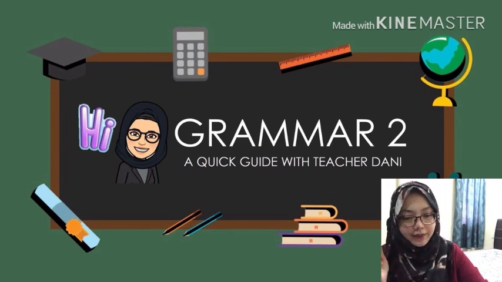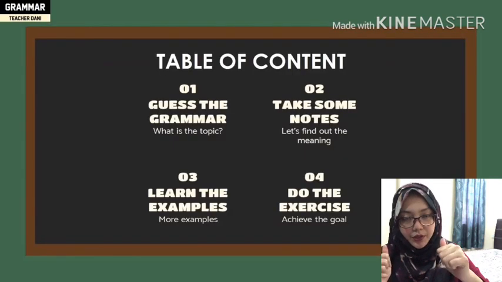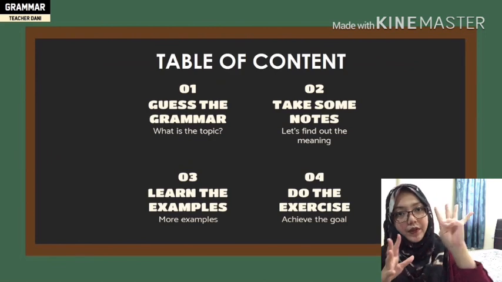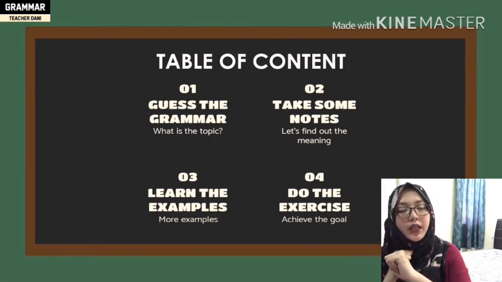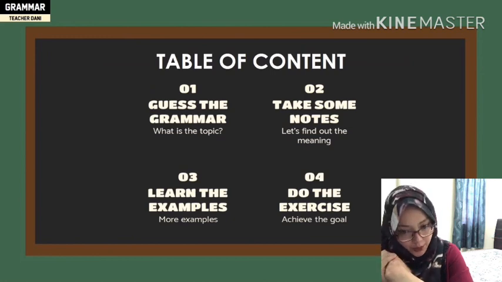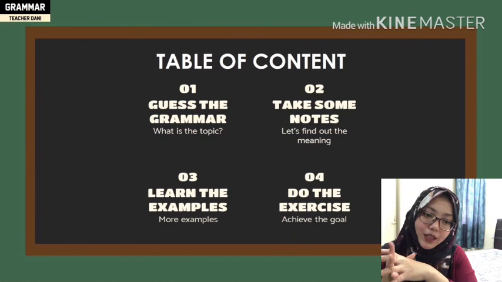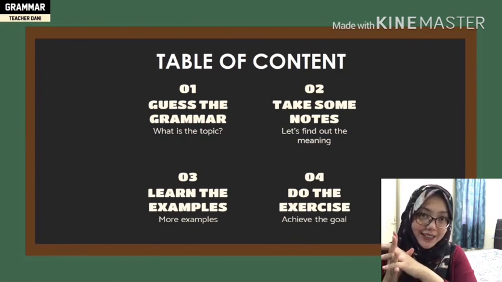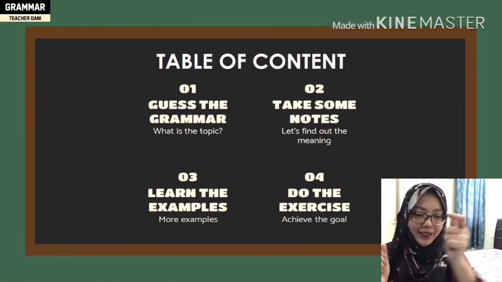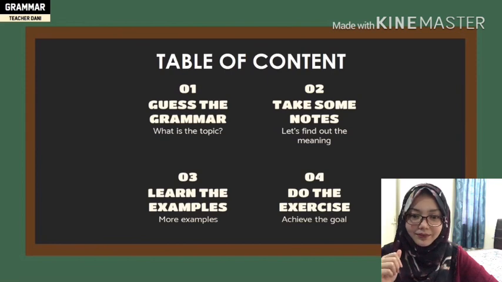Okay, let's start. First, we're going to look at the table of contents. There will be 4 main sections today. First, we're going to guess the grammar, and then we're going to take some notes, learn the examples, and of course the last part will be doing the exercise so that we can see whether we have achieved the goal or not. Okay, let's start.